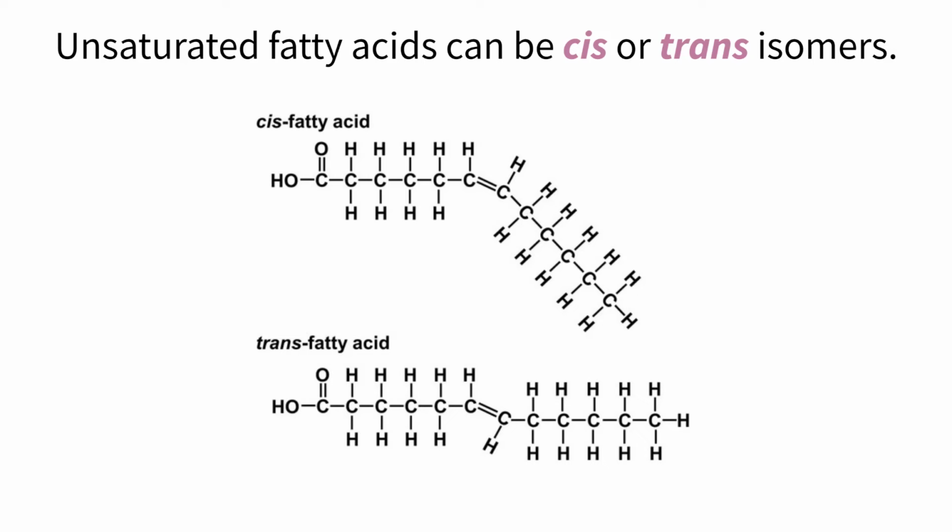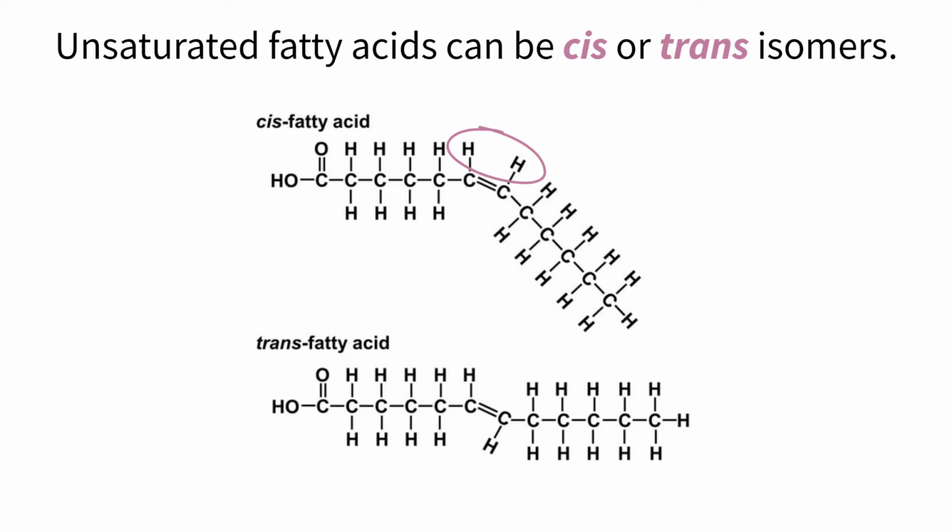When we take a closer look at unsaturated fatty acids, we can distinguish between 2 different isomers, or types, based on where the hydrogen atoms are in relation to the carbons that share a double bond. If both hydrogens are oriented in the same direction as they are in this image, we call this a cis fatty acid. Cis, which sounds like sisters that are close to each other.